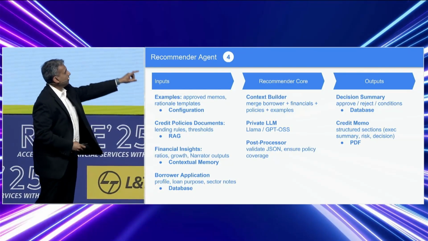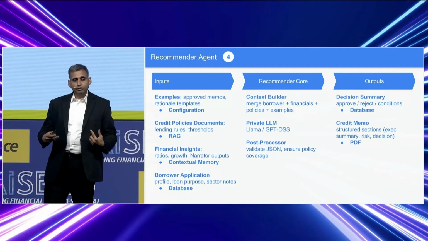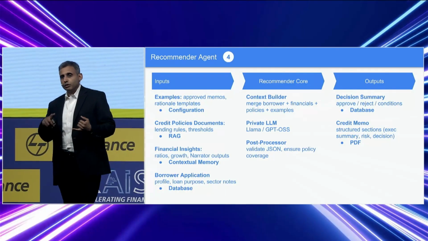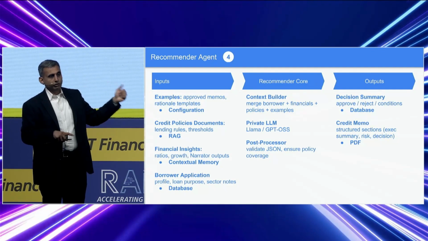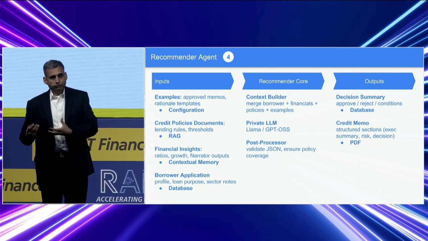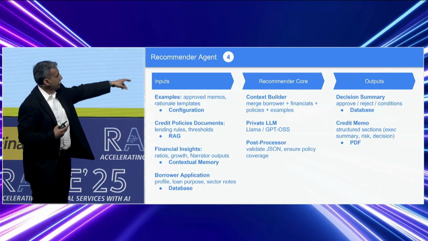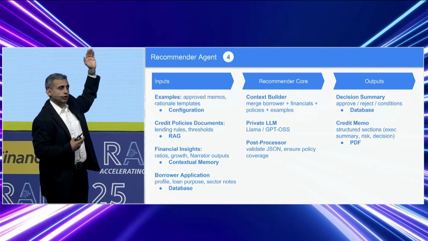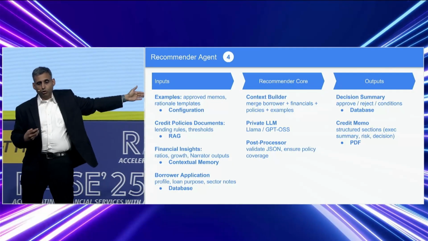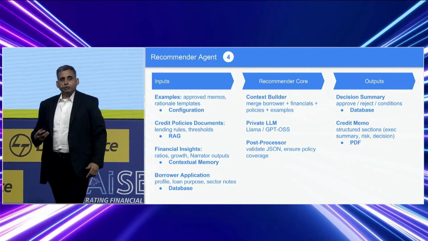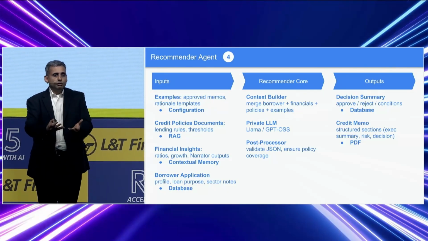But to get to that, you need to go through several steps, which is what I referred to earlier as the context engineering here, okay? So the context engineering includes, if you look at the left-hand side, configuration, RAG, which is retrieval augmented generation of the information database, contextual memory, and databases, right? All of these are used in respectively giving you examples, the policy documents, financial insights, and the borrower application details, right? And each of these inputs coming in is context to the agent.